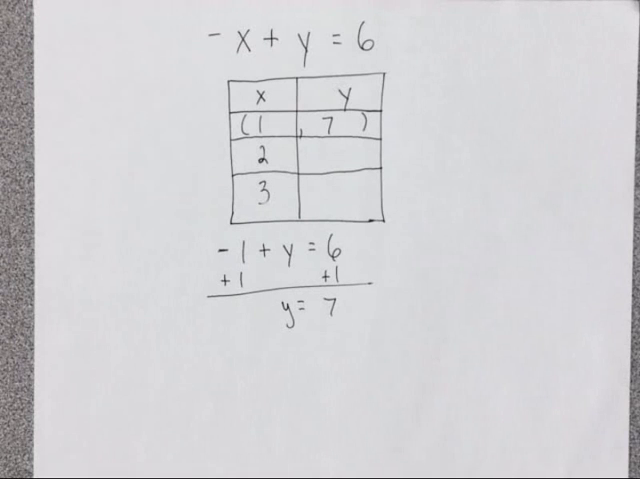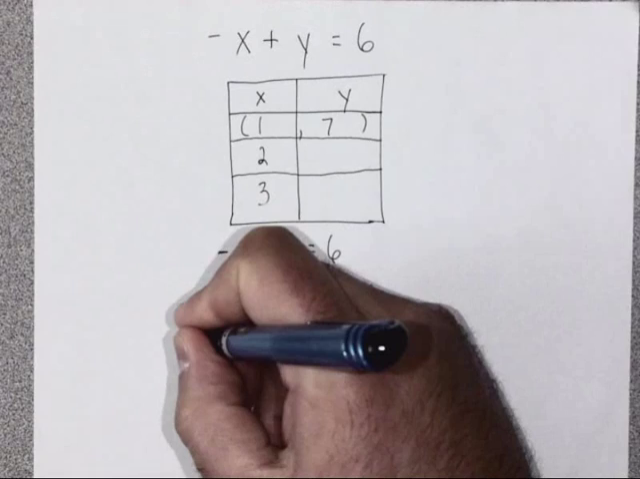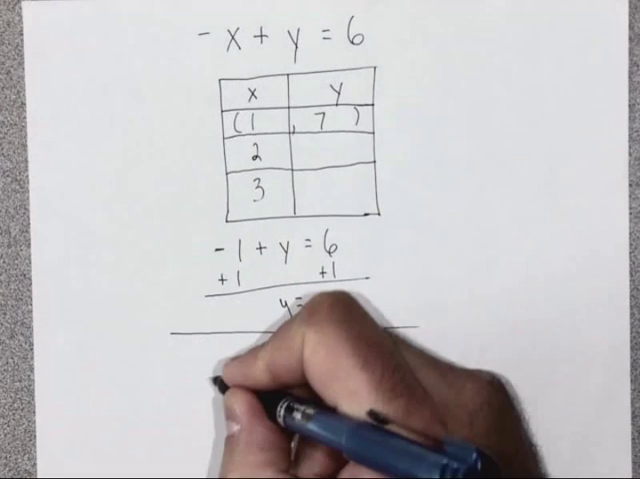I certainly don't want to have ordered pairs like 22, 37, because then I would have to have a really, really large XY coordinate plane in order to graph those, even though it may be on the line. So let's look at the other one.